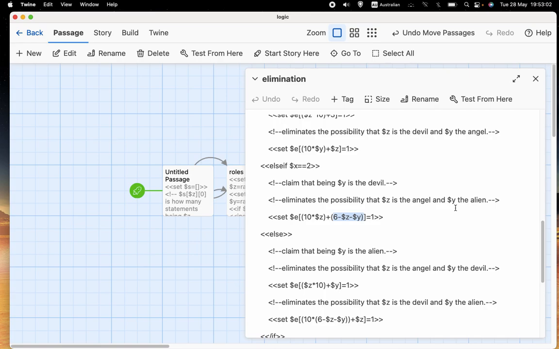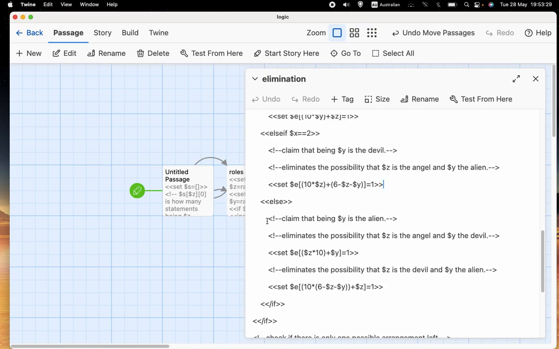then in this circumstance, Y is not the devil and Z is not the devil. So therefore 6 minus Z minus Y must be the devil. So we're eliminating the possibility that 10 times Z gives us the angel and 6 minus Z minus Y gives us the devil.